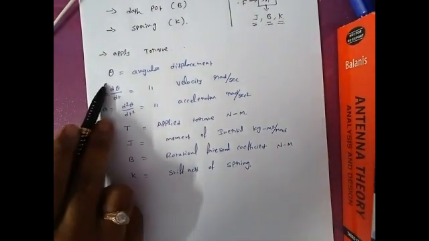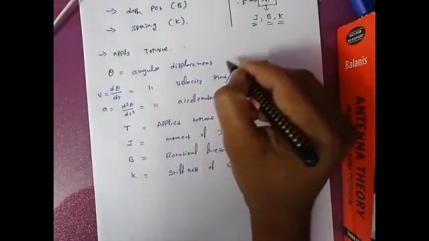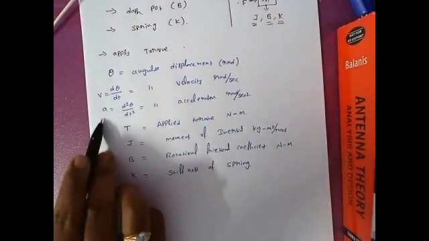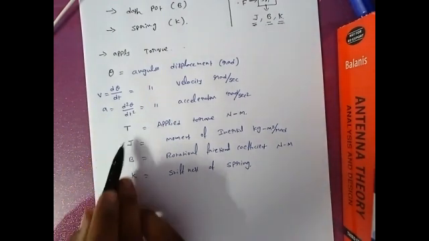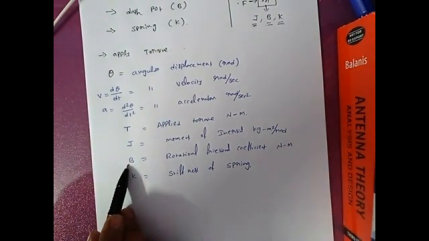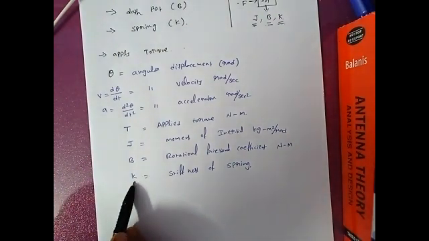These are the symbols we use while discussing mechanical rotational systems. Theta is the angular displacement, with units of radians, and velocity is d theta by dt, and acceleration is d square theta by dt square, applied torque T, moment of inertia J, rotational frictional coefficient B, and K, the stiffness of the spring.